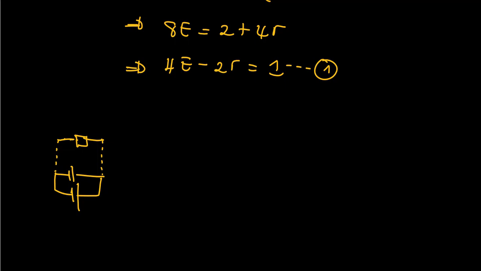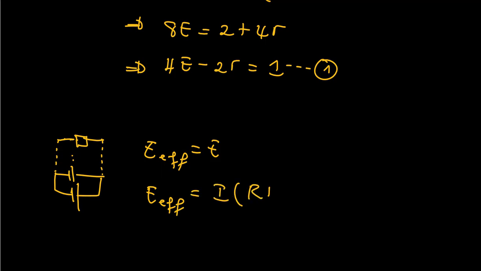And so there are 4 of them in number, and therefore the effective EMF will simply be E. So E effective will simply be E since they're in parallel, and so the voltage drop across each of those terminals will be the same. So the effective EMF, E effective, is given by I into capital R plus R effective.